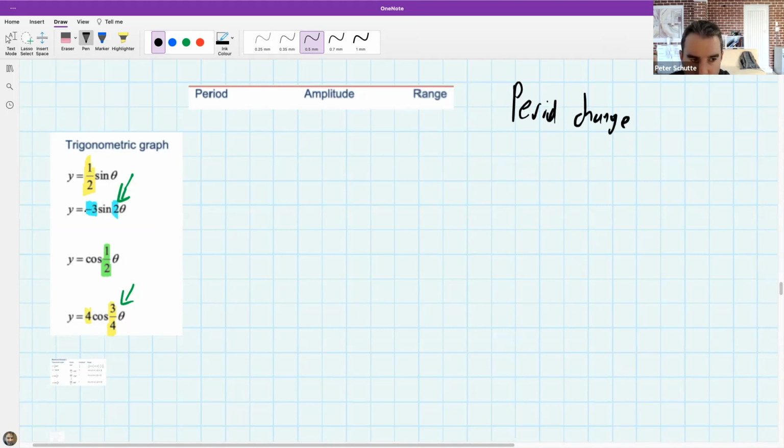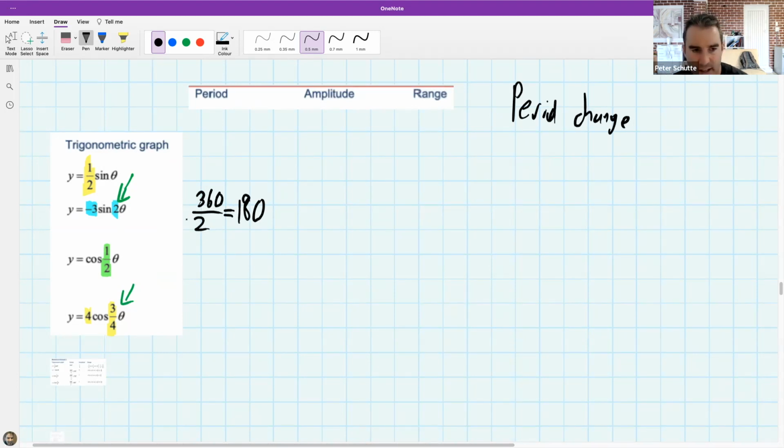So, for example, in y equals -3 sine 2 theta, the normal period of the sine graph is 360. But because there's a 2 in front, the new period of the graph will be 360 divided by 2. Or we would say the period is 180. So the number in front of the angle changes the period of the graph.